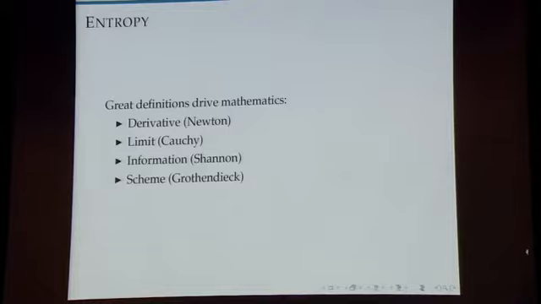Or the definition of a scheme by Alexander Grothendieck, which revealed number theory and algebraic geometry as different aspects of the same phenomenon. So none of these things is a theorem, but all of them are the kinds of things that really move mathematics forward. And I think Sinai's entropy deserves to be on this list too.